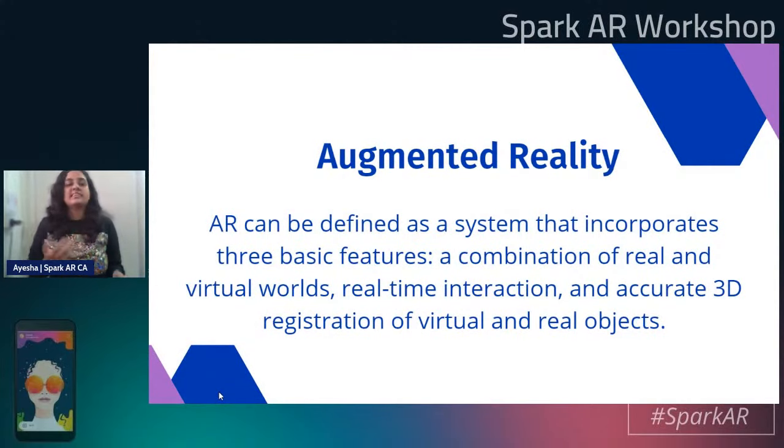So what exactly is augmented reality? Augmented reality can be defined as a system that incorporates three basic features: a combination of real and virtual worlds, real time interaction, and accurate 3D registration of virtual and real objects. This means in augmented reality, for example, if we are using our camera, then it overlays an image that is 3D or 2D by tracking the 3D and 2D objects on the camera above it so that the reality is augmented.